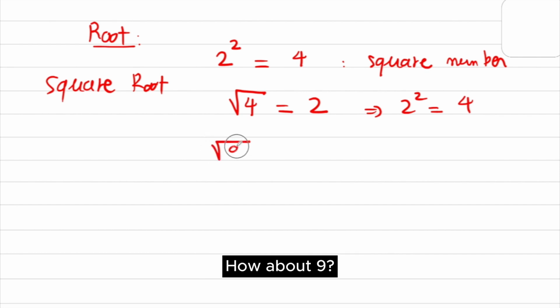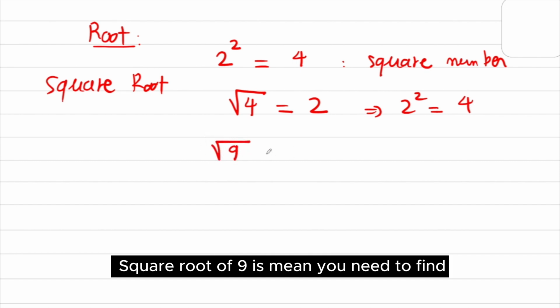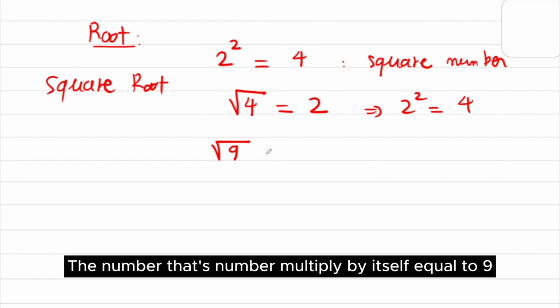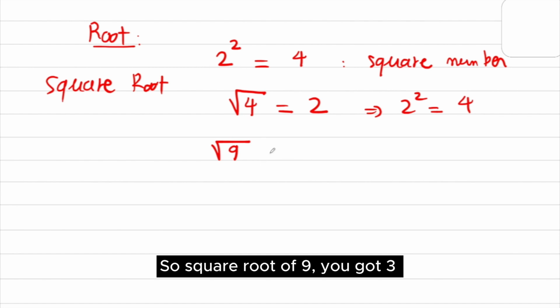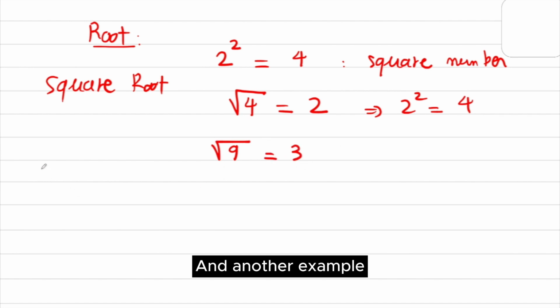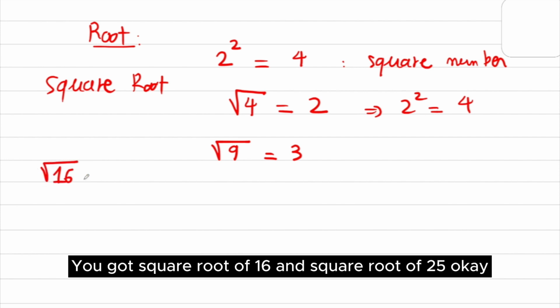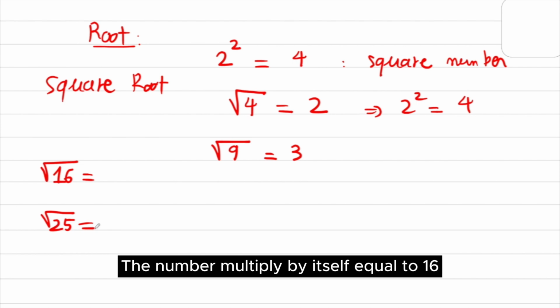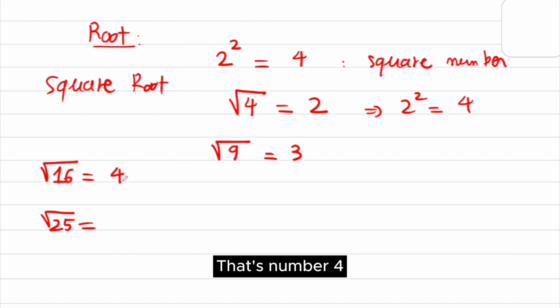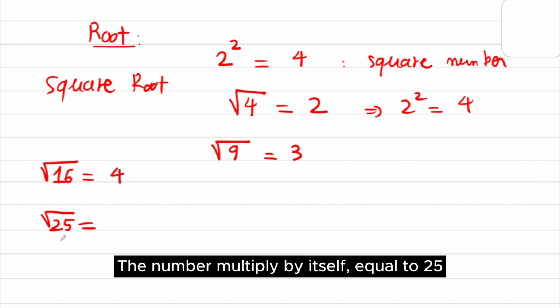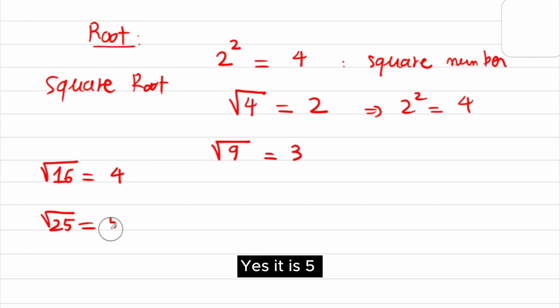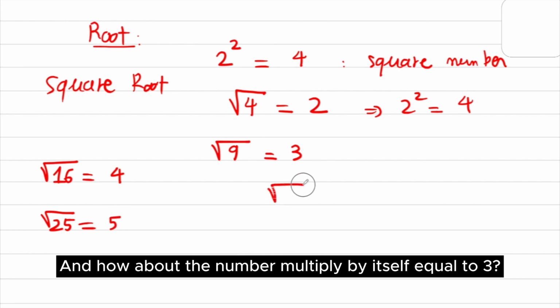How about 9? The square root of 9 means you need to find the number that, multiplied by itself, equals 9. So the square root of 9 is 3. Then another example: the square root of 16 and the square root of 25. Maybe you can guess the number multiplied by itself equal to 16. Yeah, that's 4. The number multiplied by itself equal to 25? Yes, it is 5.